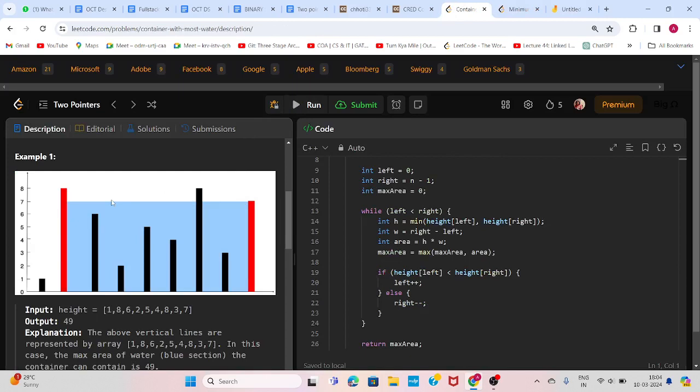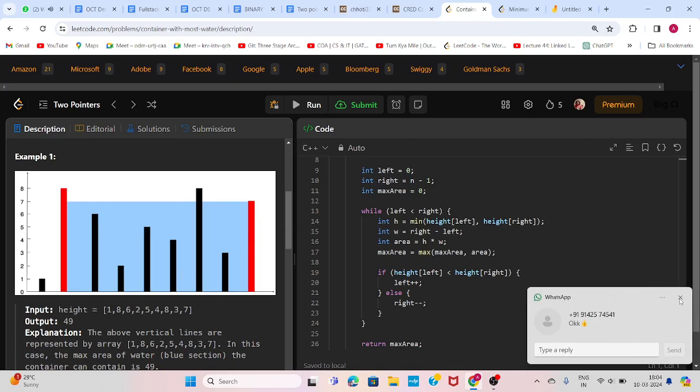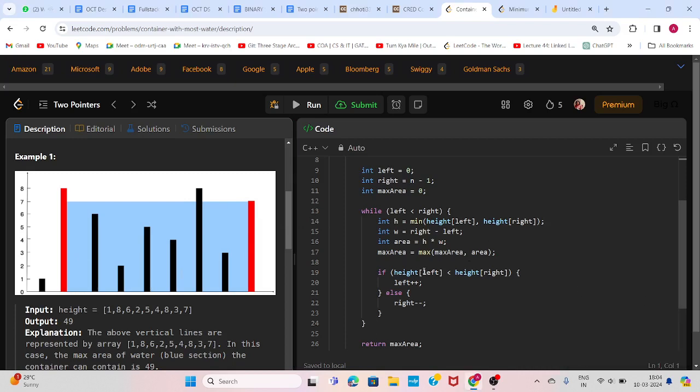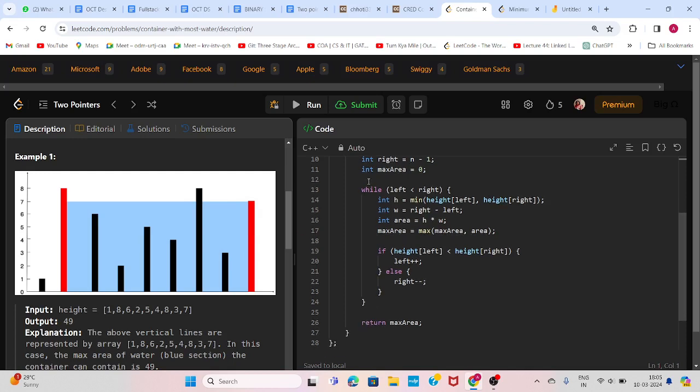This can also be solved with the help of two pointers. What will we do? We will just take two pointers, left and right. Left is from 0 and right is from n minus 1, like we have been doing since the first class, where another pointer is from the last side. Now there's a break condition.